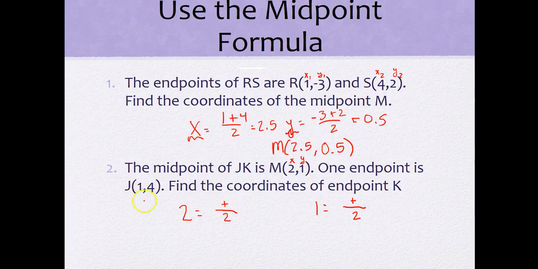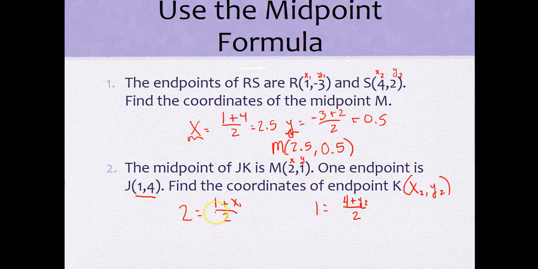So we know one endpoint, the values are 1 and 4. We don't know the other endpoint, okay, for K, so let's call those x2 and y2 that we're looking for. So we know the x for J is 1, K we don't know, and we know that J for y is 4, and K we don't know. So I need to solve this for x and for y.